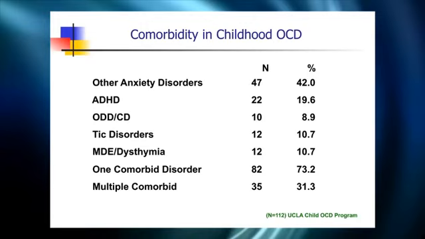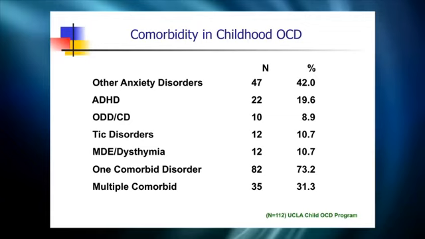Typically, depression and substance abuse tend to become more common as the kids age into adolescence. In adult OCD, depression and substance or alcohol use disorders are quite common, perhaps developing in response or related to having to deal with the OCD over a long period of time.